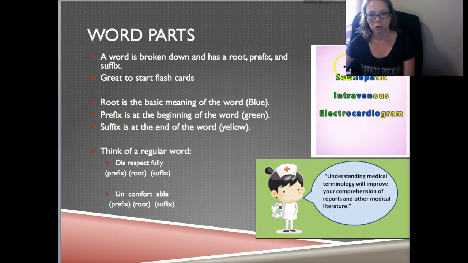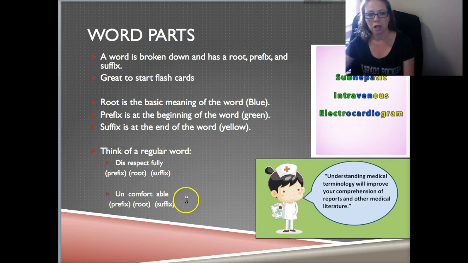Okay, prefixes at the beginning of the word, those are the ones in green. My little person will show you green, prefix, blue, root. Suffix is in yellow. This is just for your learning purposes. You're not going to see all medical words broken down in colors, okay? They're just written normally. I just want to point out that you have learned a lot of this before in grade school. So disrespectfully, for example. Respect is the root, dis is the prefix, and fully is the suffix. Uncomfortable. Again, the root is comfort, the prefix is un, and able is the suffix.